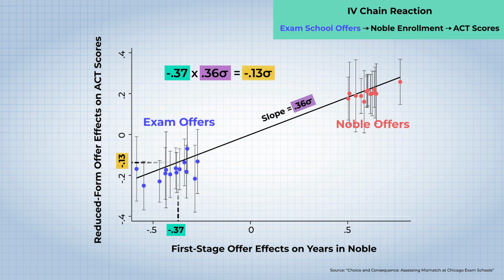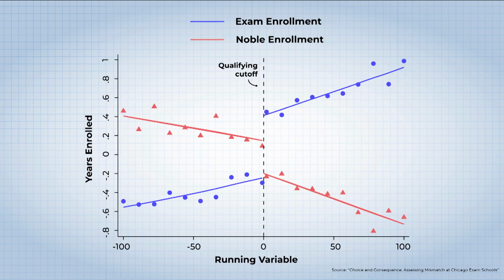They cluster closer to minus 0.16 than to minus 0.13, but that difference is well within the sampling variance of the underlying estimates. The causal story told here postulates diversion away from charter schools as the mechanism by which exam school offers affect achievement. In other words, it's Nobel enrollment that's presumed to satisfy an exclusion restriction when we use exam school offers as an instrumental variable.